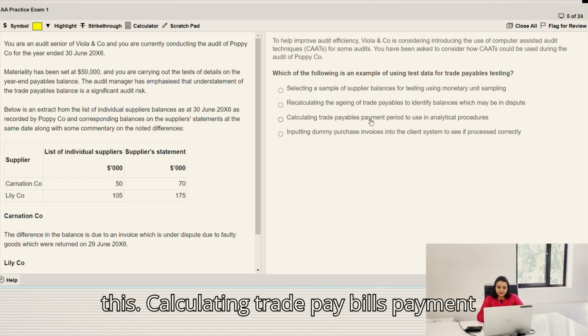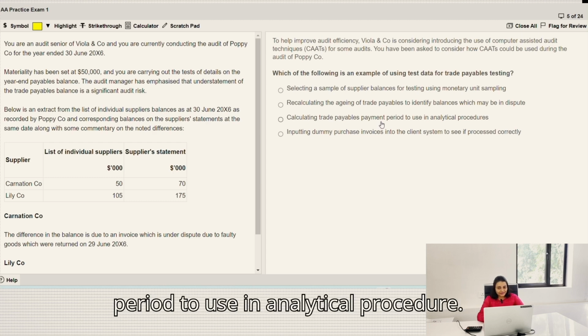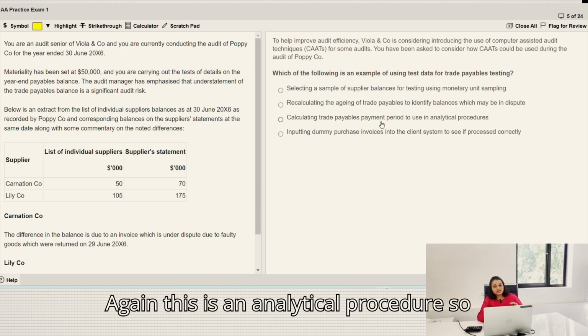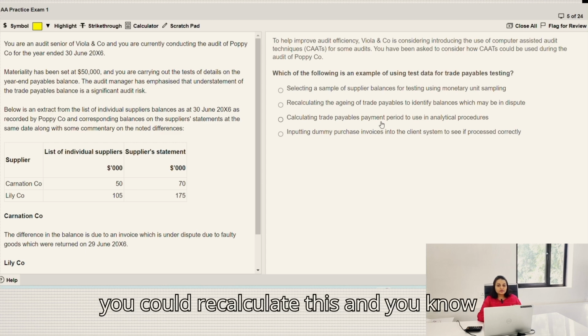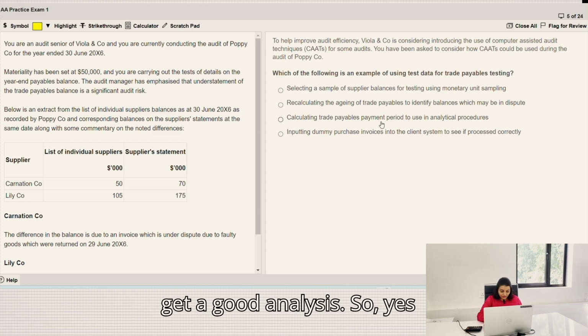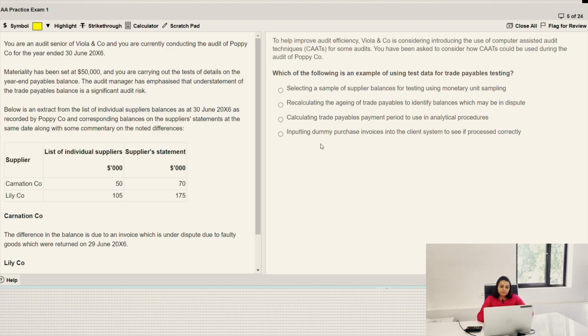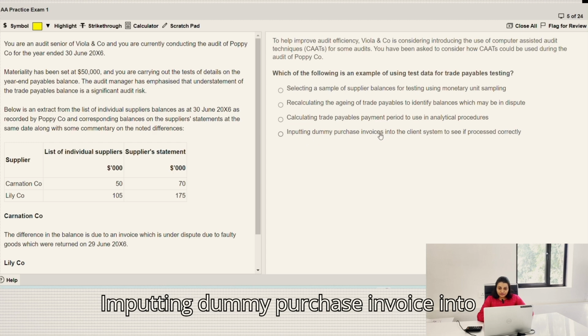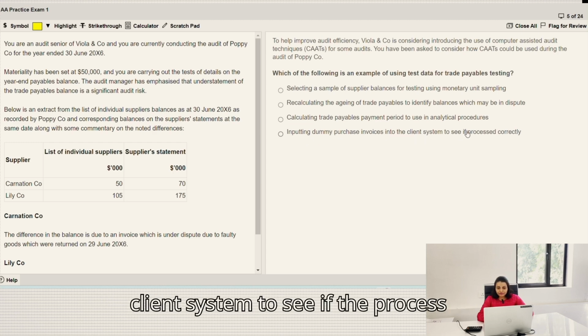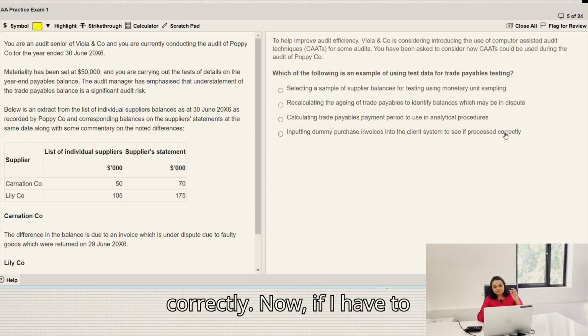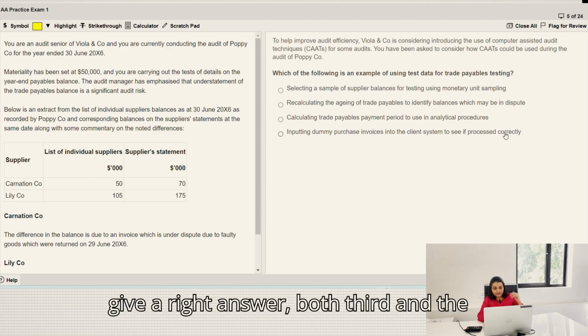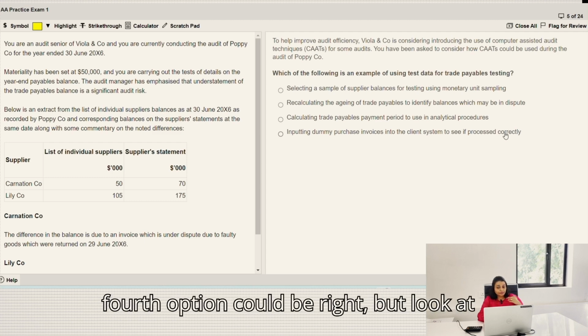Calculating trade payables payment period to use in analytical procedure. Again, this is an analytical procedure, so you could recalculate this and get a good analysis. So yes, this could be one of the options. Inputting dummy purchase invoices into the client system to see if they process correctly. Now, if I have to give a right answer, both the third and the fourth option could be right.